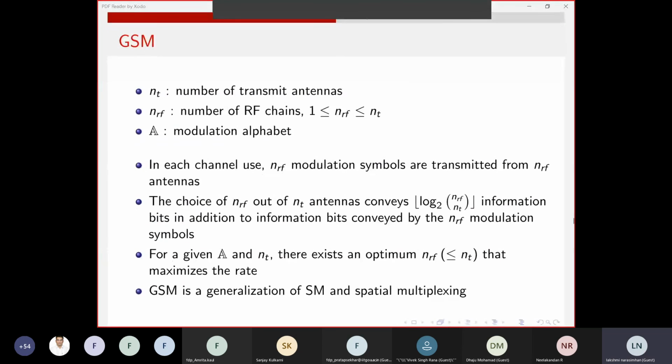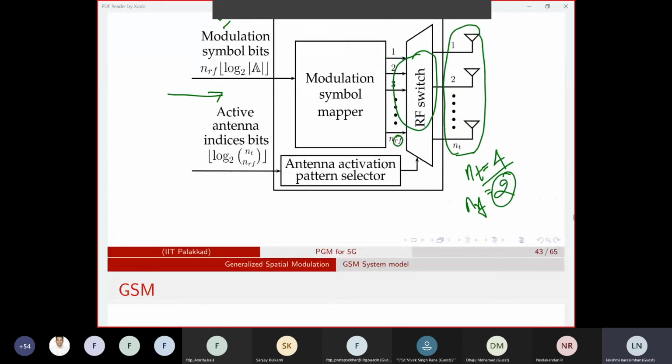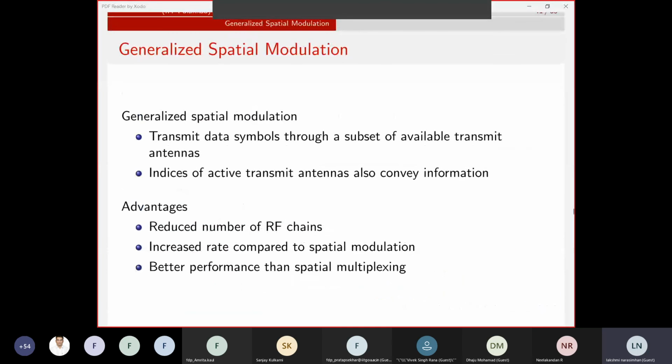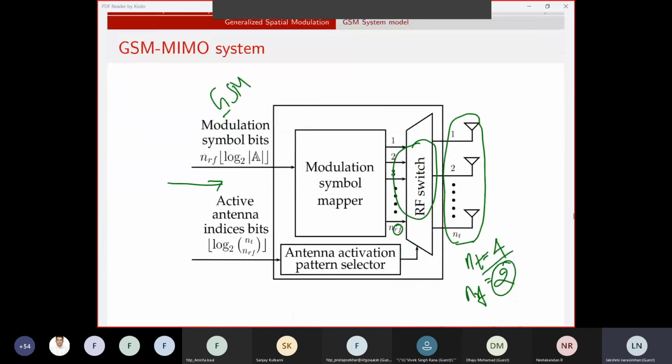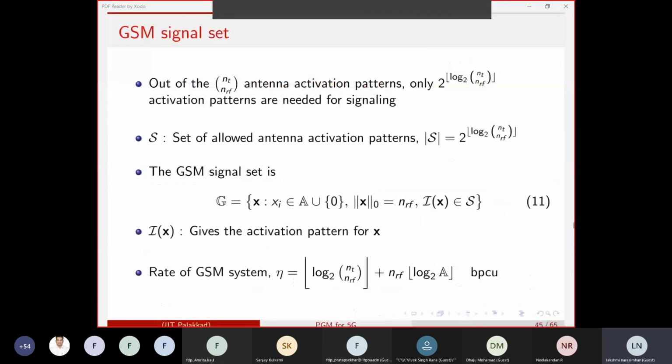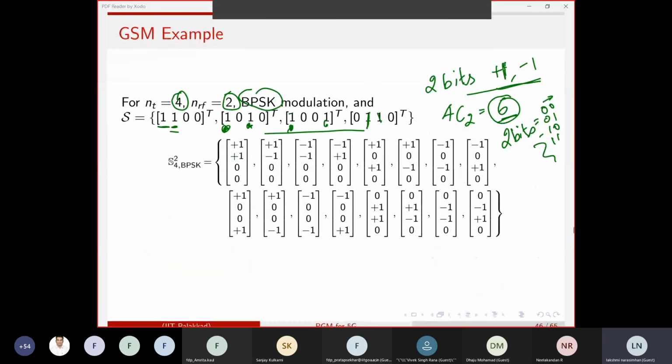Okay. Now, the advantage of this generalized spatial modulation, first and foremost, is the hardware advantage. Even if you have NT transmit antennas, the number of RF chains that you have is lesser than NT, which means your hardware complexity is very, very small. And the rate that you get compared to spatial modulation is either higher or just the same. So in this particular example, you get 4 bits transmitted by each transmit symbol.